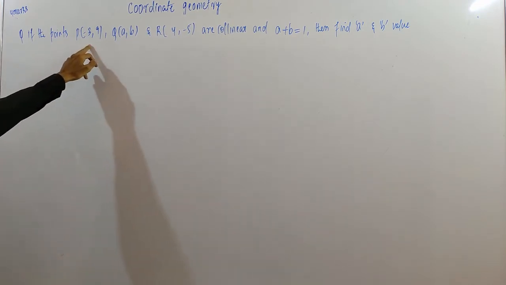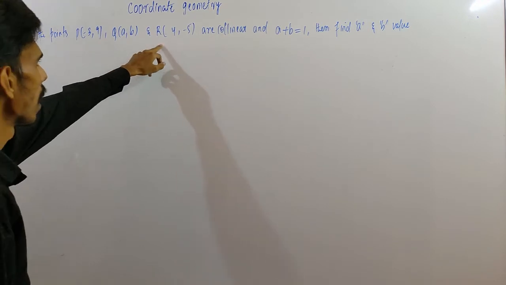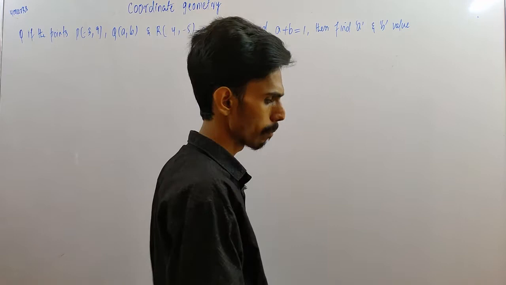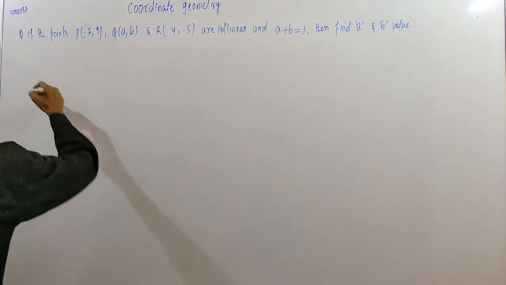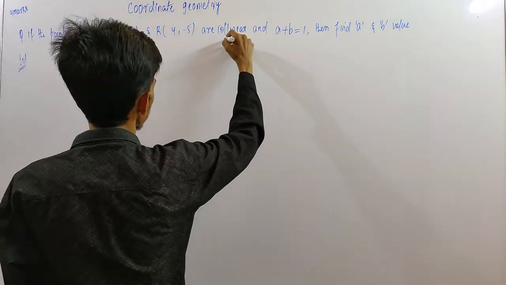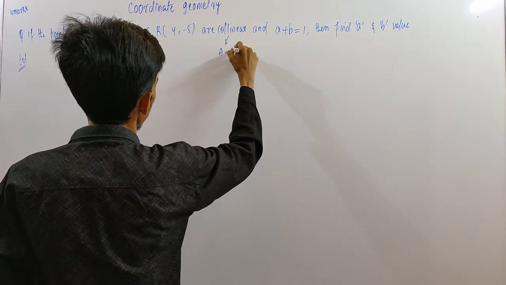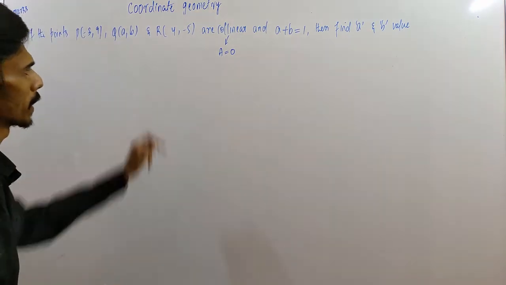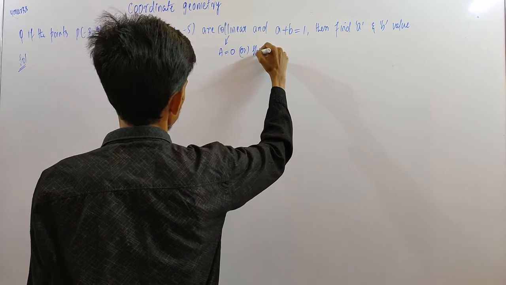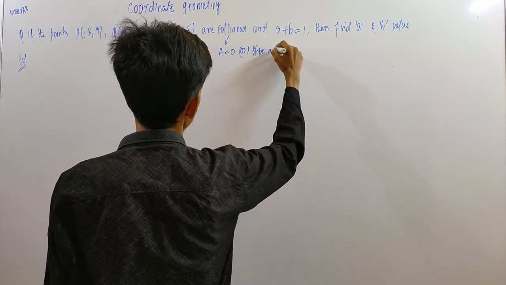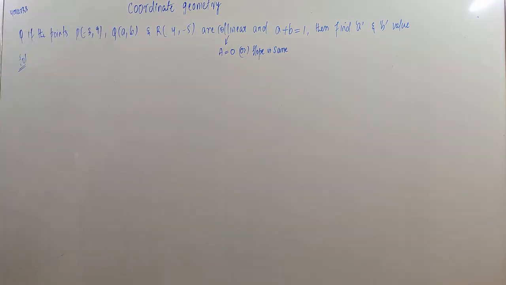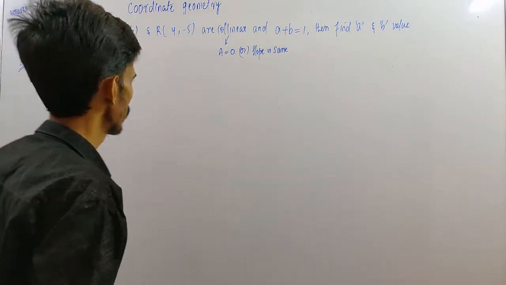If the points P(-3, 9), Q(a, b) and R(4, -5) are collinear and a plus b equals 1, then find a and b values. Now collinear is mentioned. Collinear means the area of the triangle formed by these points P, Q, R will be 0, or the slope is the same on a line. So we will make use of either of these concepts.